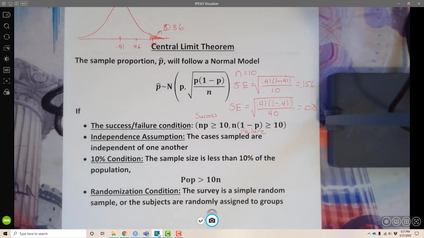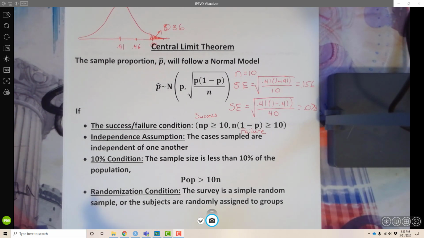We need to make sure each apartment we're picking doesn't influence the result of the next apartment we're going to pick. So this kind of goes back to that definition of independence we had in chapter 12. So we want the first apartment to not influence the result of the next apartment or the next apartment or the next apartment. So there's two things we can check for to see if this independence assumption is true.